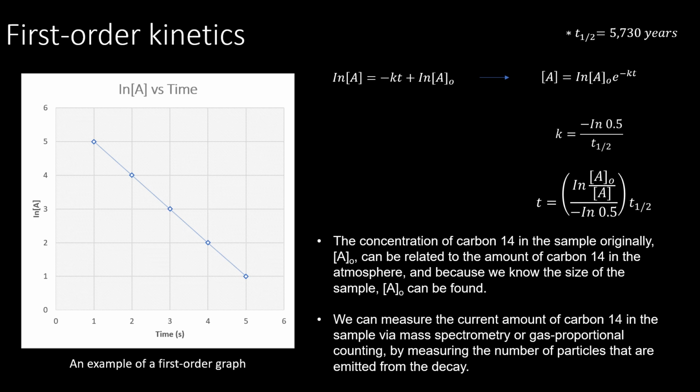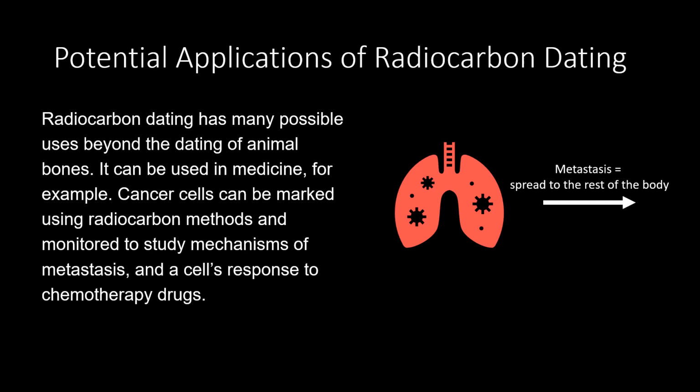The concentration of carbon-14 in the sample originally can be related to the amount of carbon-14 in the atmosphere, and because we know the size of a sample, this can be found. We can measure the current amount of carbon-14 in the sample via mass spectrometry or gas proportional counting by measuring the number of particles that are emitted from the decay, and then solve for the age of the sample, T.